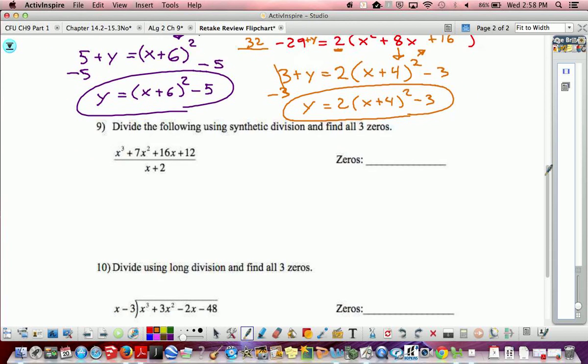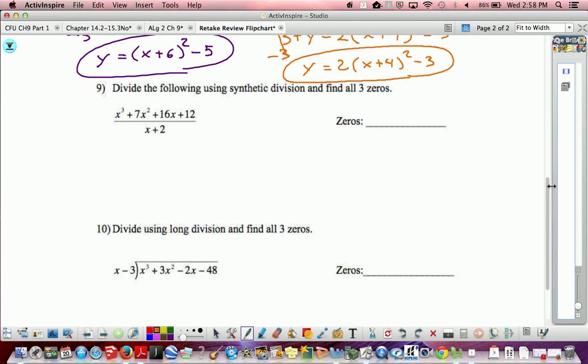All right, last two. Divide the following using synthetic division, find all 3 zeros. So synthetic division, the number we put up here, again, we take the opposite. It also happens to be one of my zeros. So right now I know one of my answers is negative 2. So to help myself find the other one, I need to do the synthetic division. So to get these numbers, it's just the numbers in front of each term. So there's a 1 in front of the x squared, a 7, a 16, and a 12.